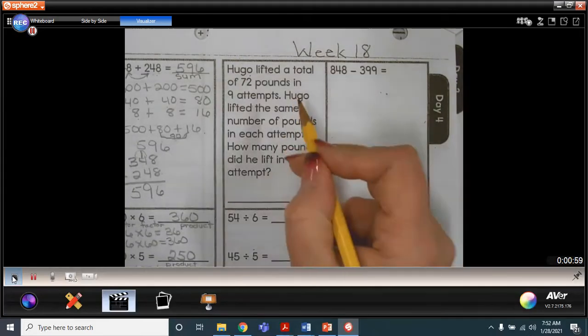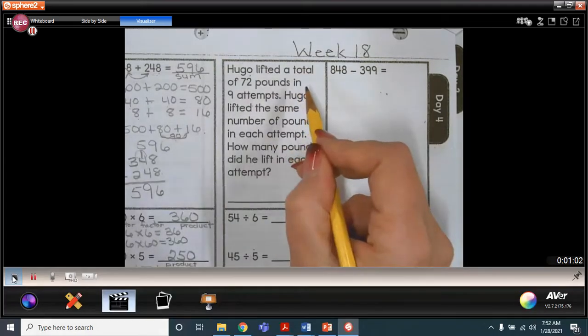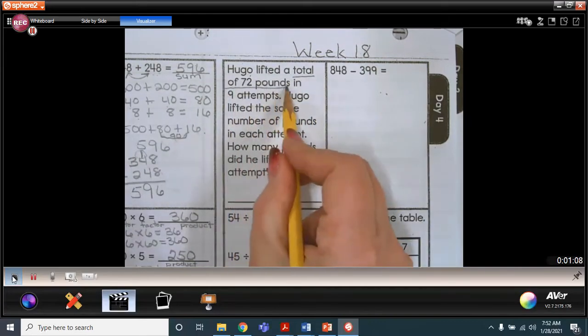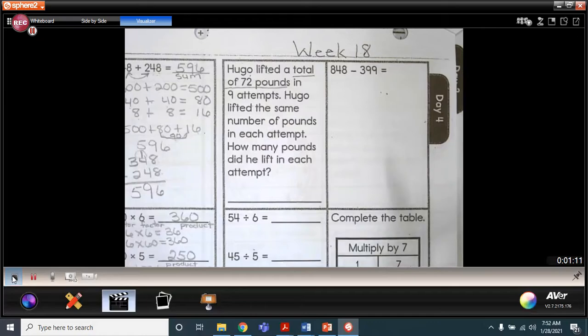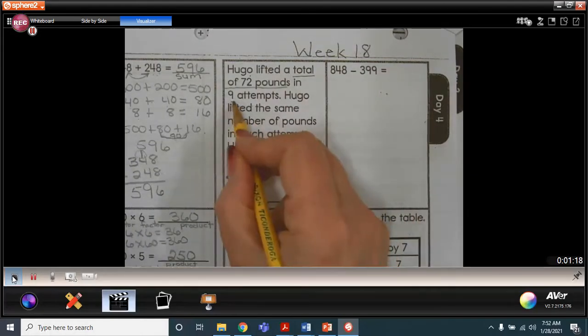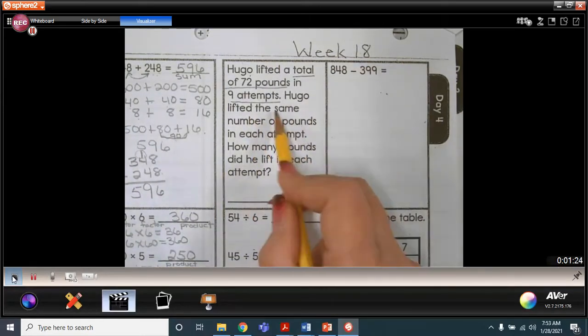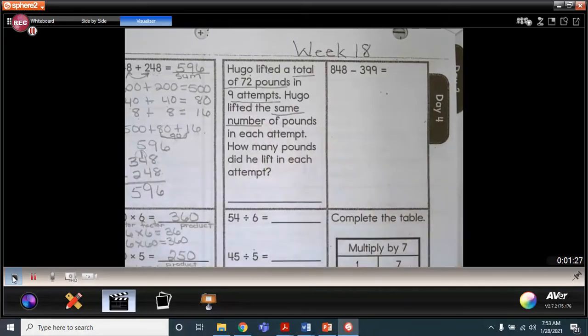So let's take a look at our information in our story problem. It tells us that he lifted a total of 72 pounds. So we know that that's all of the weight, or all of the pounds that were lifted in 9 attempts or 9 tries. So Hugo lifted the same amount, or the equal amount, of pounds in each attempt. Each attempt is a very important word. Now it says, how many pounds did he lift in each attempt?